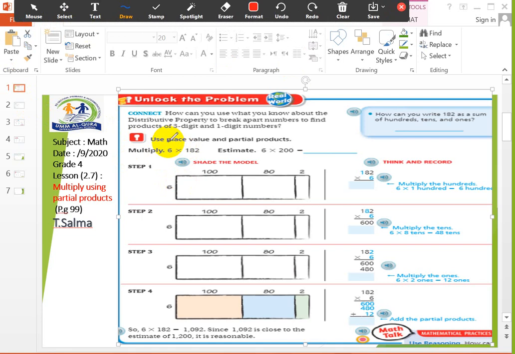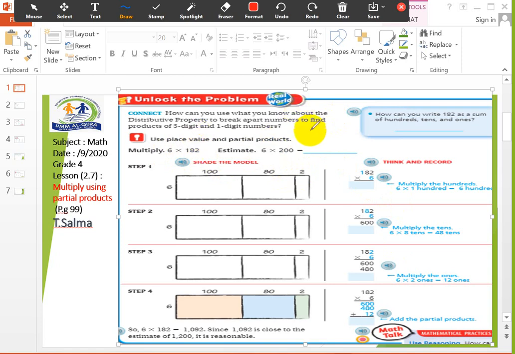So in this lesson we will learn how to multiply a multi-digit number with a one digit number by using the place value or partial products. So let's start together. Open your books please on this page and let's learn together how I will multiply those numbers. So if I want to multiply 6 with 182, 6 multiply 182.